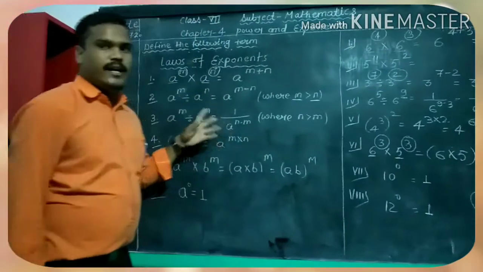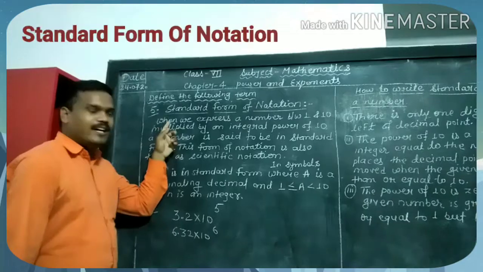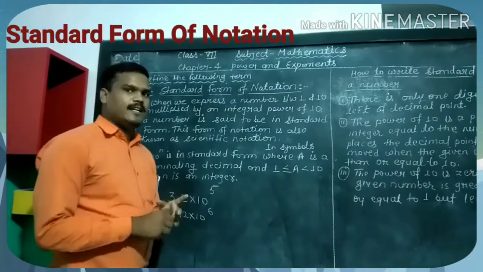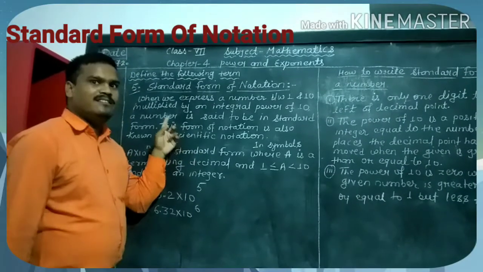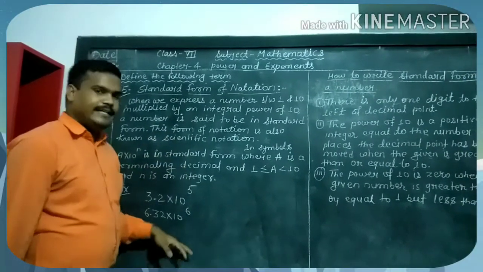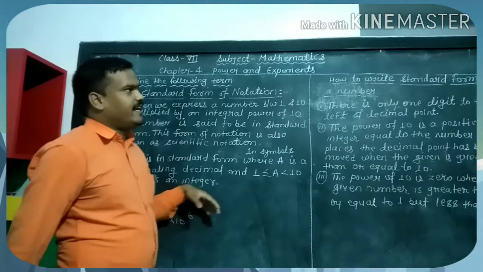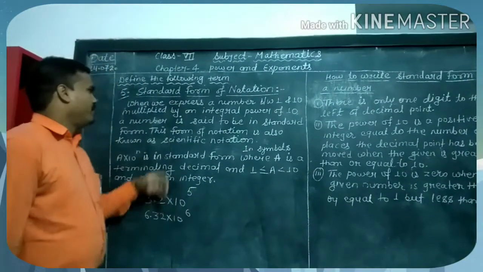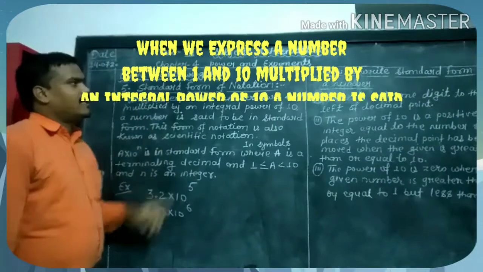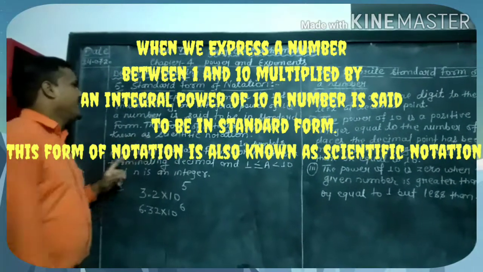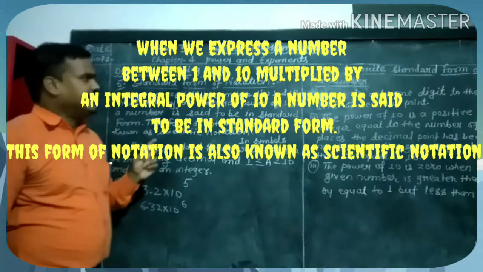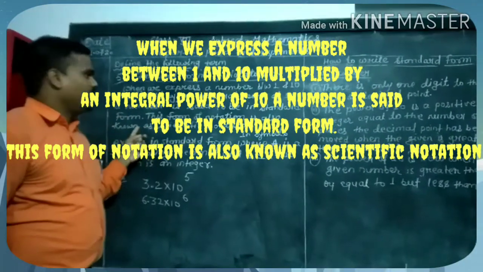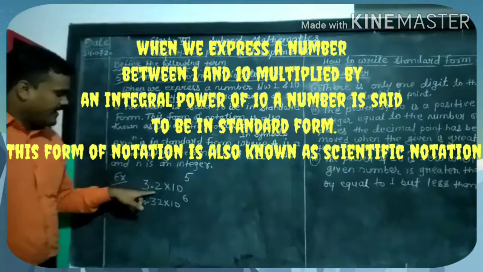Now see the next part. Let's see the standard form of notation. How will you represent any number in standard form? In this part, you will also understand the method of writing any number in standard form. When we express a number between 1 and 10 multiplied by an integral power of 10, the number is said to be in standard form, like this.